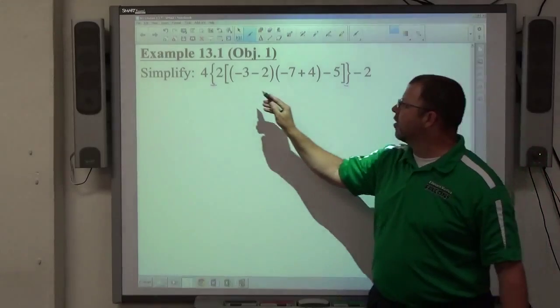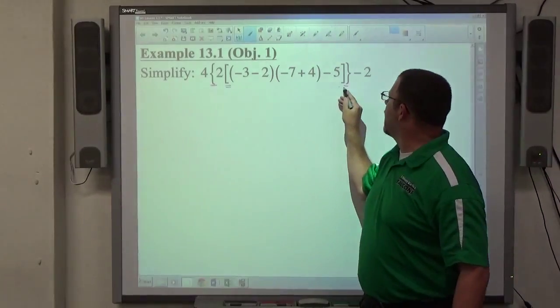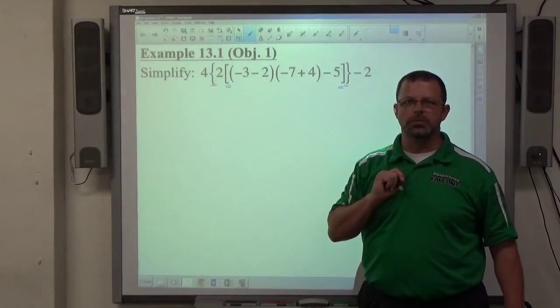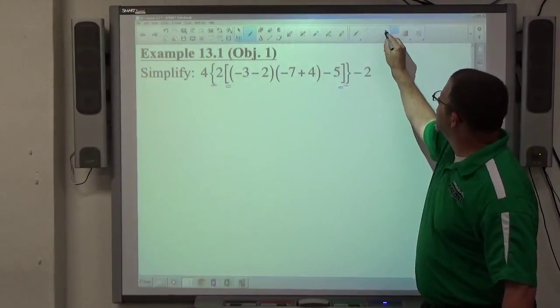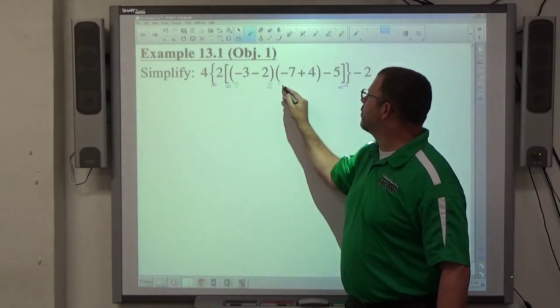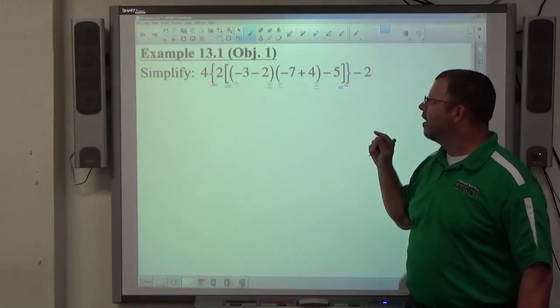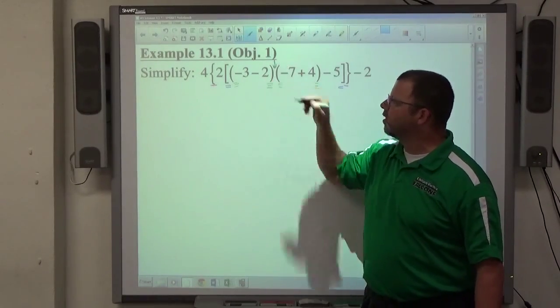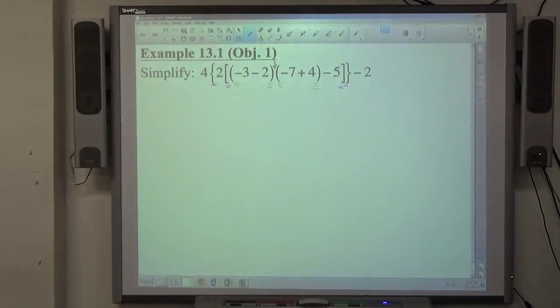Inside the braces, I notice I've got a beginning bracket and an ending bracket. I've got to figure out everything inside of that before I worry about this 2. Inside those brackets, I've got a beginning parentheses and an ending parentheses, and another beginning parentheses and another ending parentheses. Those are next to each other being multiplied, understood multiplication. No symbol between parentheses is multiplication. So I know I need to work out what's in green first.